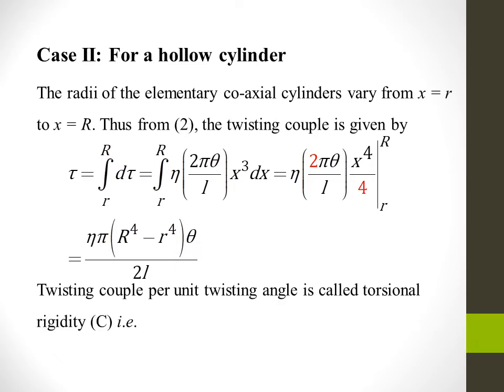This, on substitution in the twisting couple per unit twisting angle, which is called the torsional rigidity, we have C is equal to τ by θ, and finally the twisting couple per twisting angle is given by η π (R⁴ minus r⁴) divided by 2L.